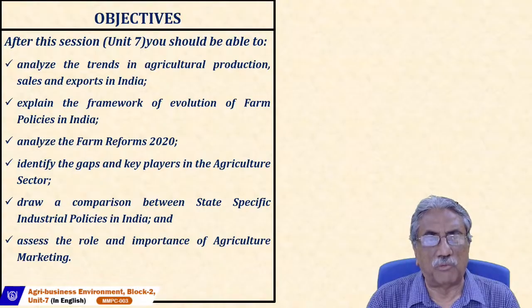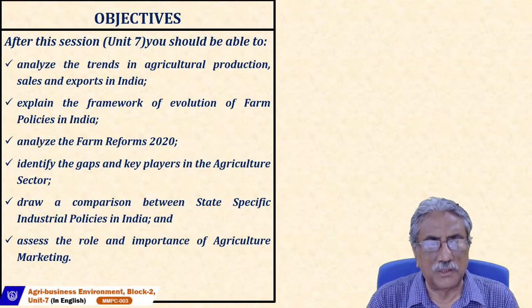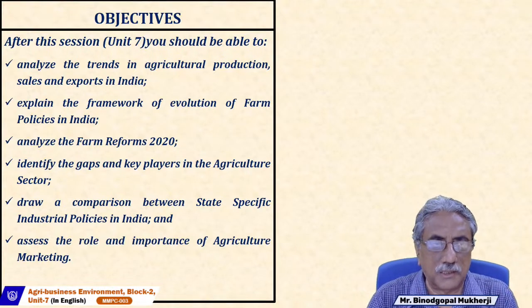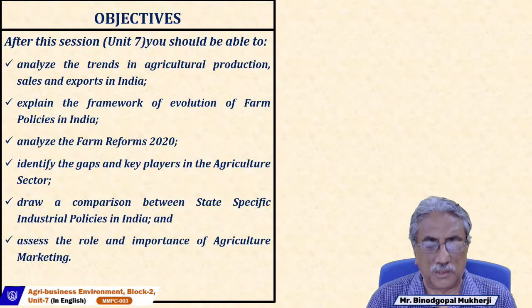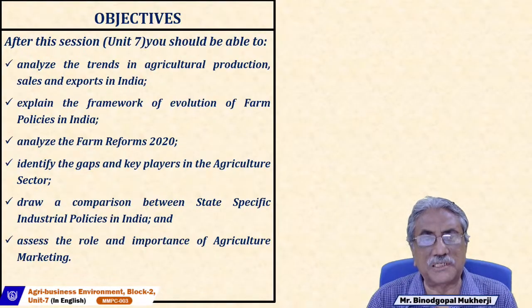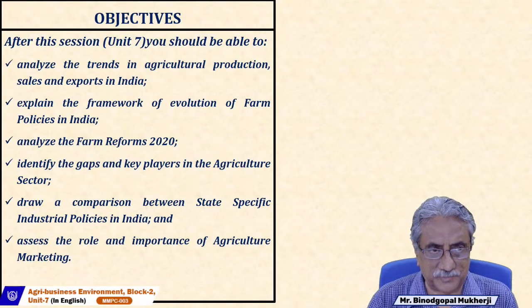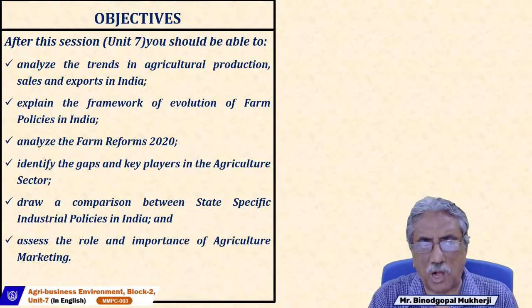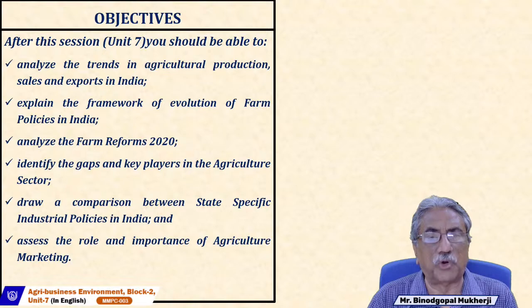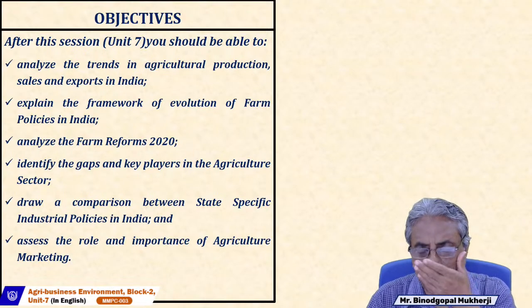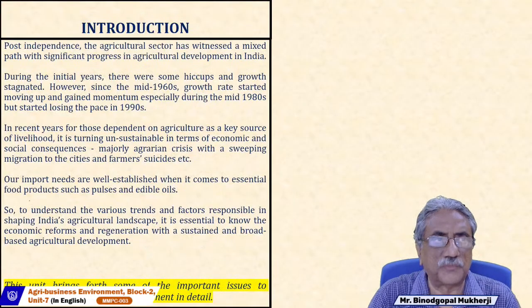You will analyze the farm reform of 2020, which was tried by the government. But unfortunately, there was a lot of opposition to it. So it could not be implemented, though it was passed by the parliament and subsequently got the approval of the President of India. We will identify the gaps and key players in the agricultural sector so that you have an idea of how the agricultural sector moves. We will draw a comparison between state-specific industrial policies in India and assess the role and importance of agricultural marketing. Okay, so let us go ahead with the introduction.